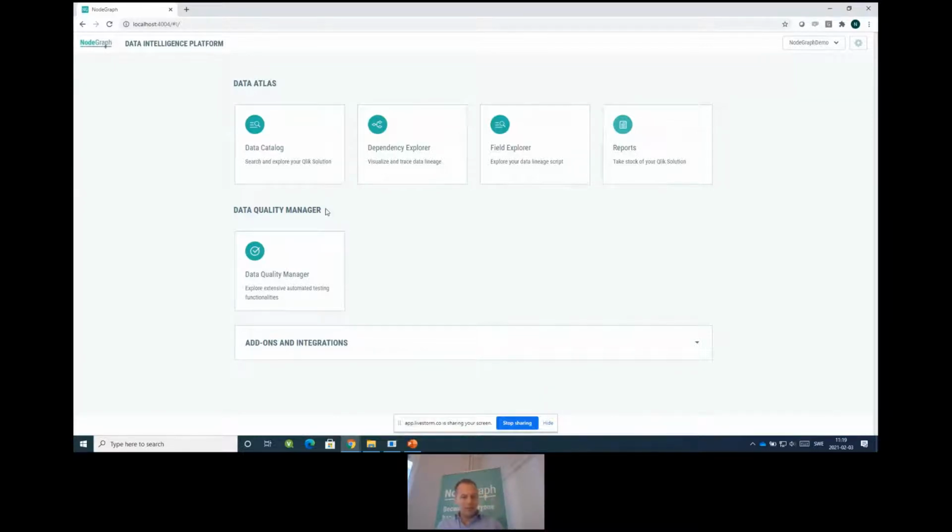Or maybe a simple test: is the data up to date? There are still a lot of organizations out there that have problems with having the data up to date at the right time, which again makes the user a bit hesitant around BI. So data quality is super important. But today we'll focus on the Data Atlas side.